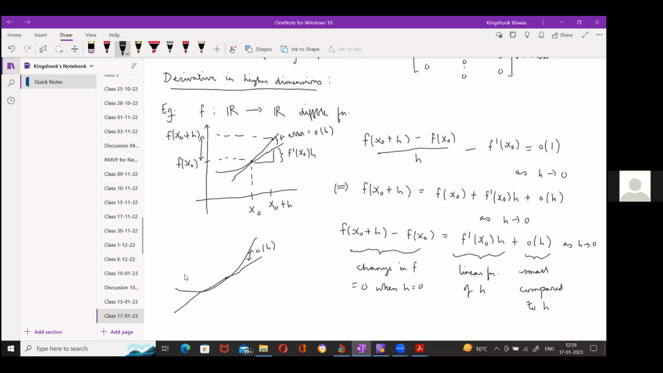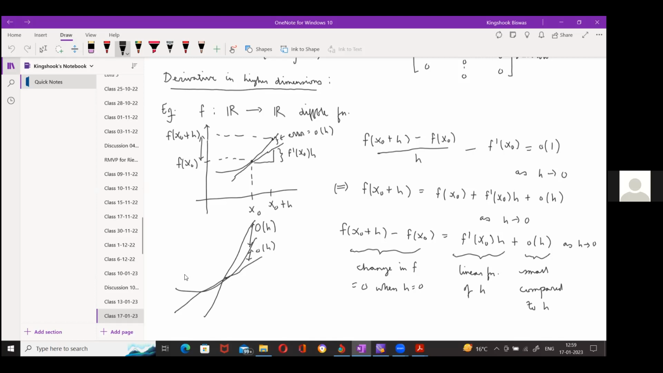If I take any other line which is not equal to the tangent line, say another line like this, then you'll see that I will get an error term which will be a big O of h. It will look like a constant times h. Can you see that? Any other line which is not equal to the tangent line.